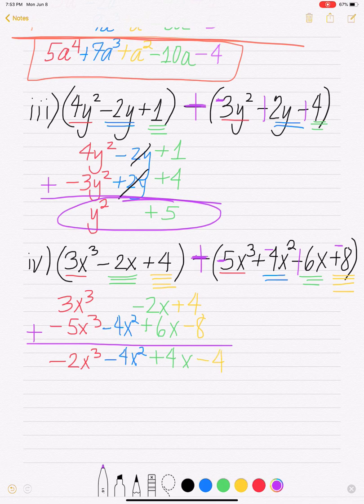So there you have it. This is your answer. Minus 2x cubed minus 4x squared plus 4x minus 4. A lot of 4's in there.